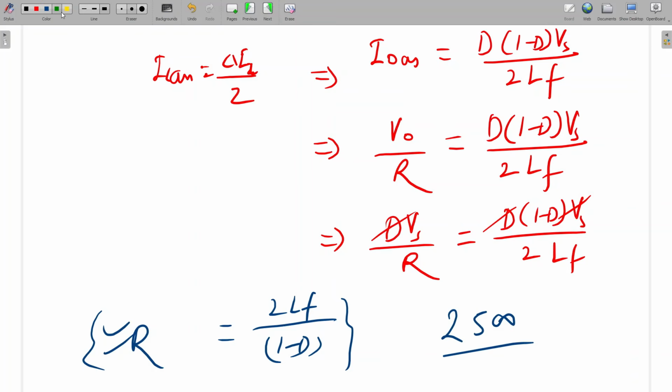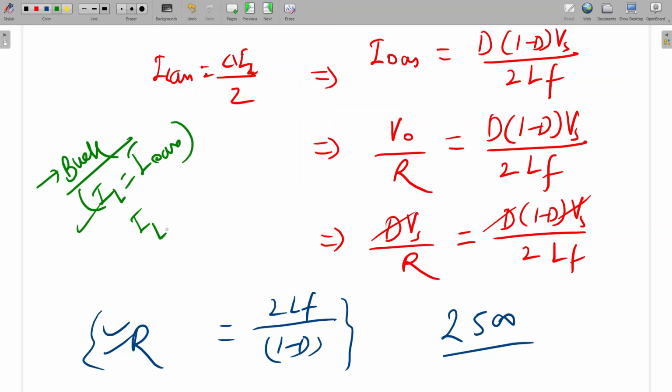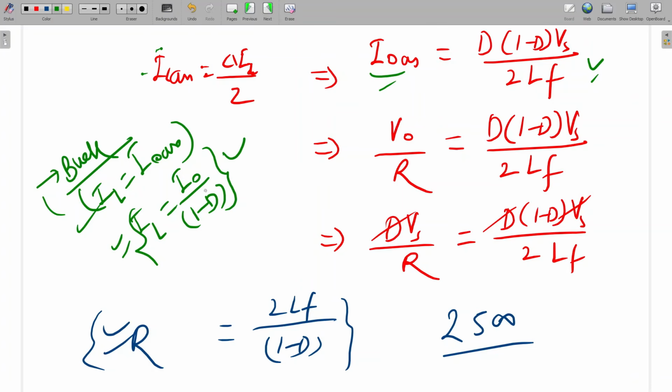Where people make mistakes: for the buck converter only, this formula is there, IL average equal to I naught average. For the remaining two converters, IL average is equal to I naught average divided by 1 minus D. While deriving these conditions, in the buck converter we directly put I naught average. For the other two converters, you have to put this value. Here only we make mistakes in the exam, so you have to be careful. If it is buck boost or boost, then you have to do this.